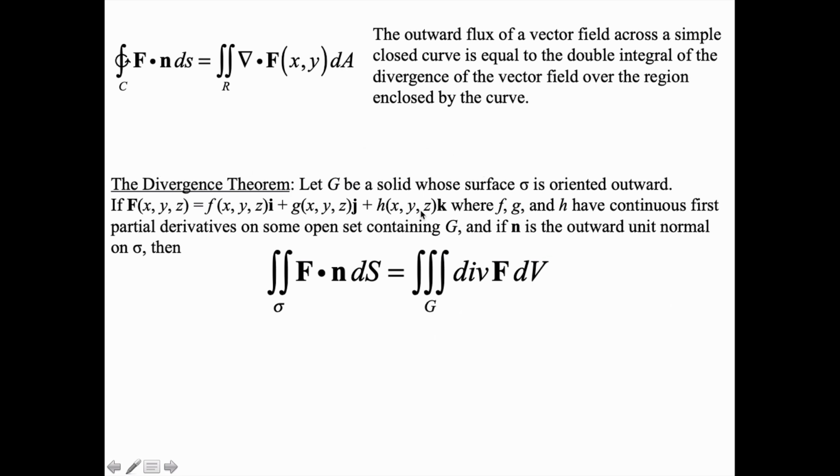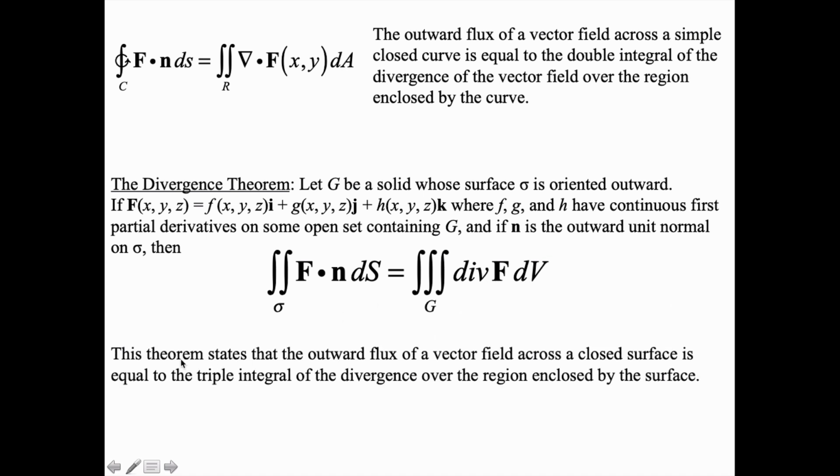So anyway, here we go. The divergence theorem says let G this time be a solid whose surface sigma is oriented outward, and let F be a vector field having continuous first partial derivatives for its component functions on some open set containing G. If n, again, is the outward unit normal vector, then the double integral over the surface of F dot n dS is equal to the triple integral, over the region that surface encloses, of the divergence of F over that solid.